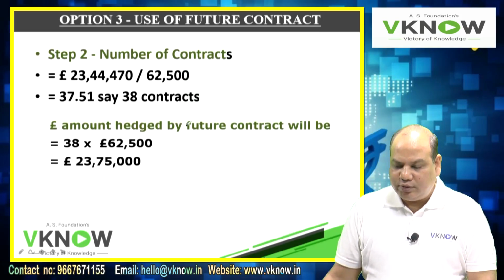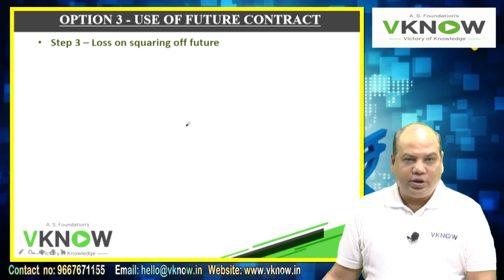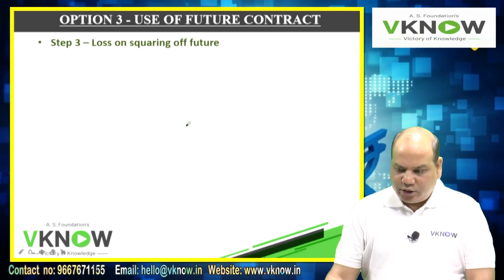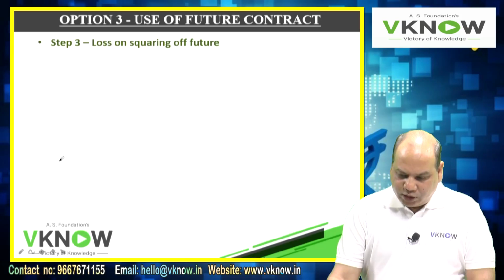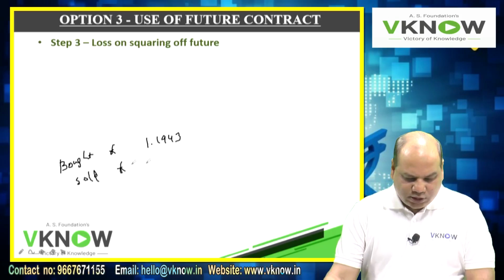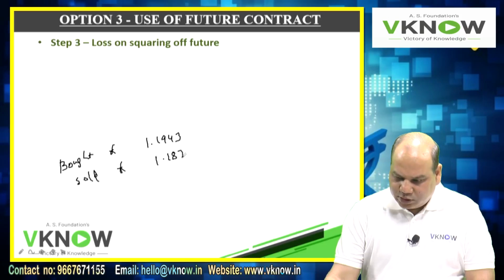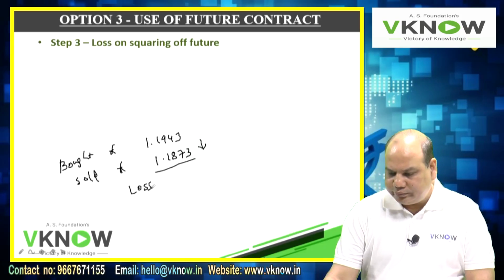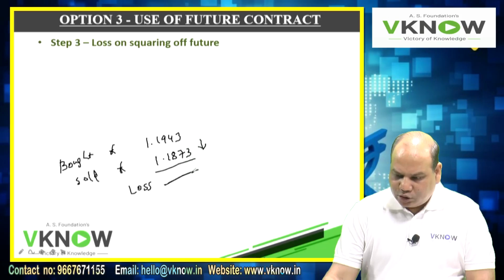What is the next line? Now I will come to maturity date. On maturity date, what happened? We have bought, think first, we have bought pound at what rate? 1.1943. And now on maturity date, we will sell pound at the future rate 1.1873. So it has gone down. So there will be loss. So we'll calculate the loss.